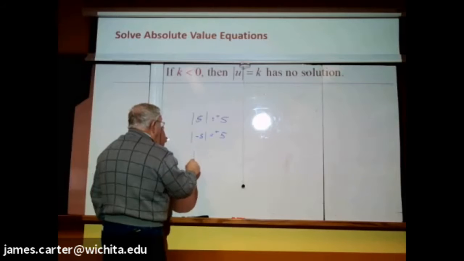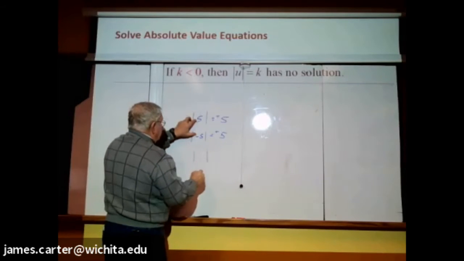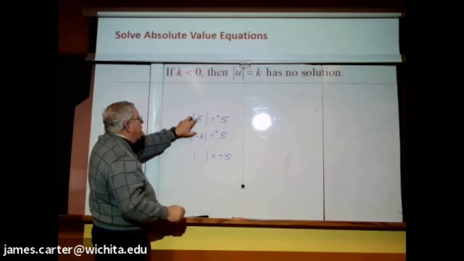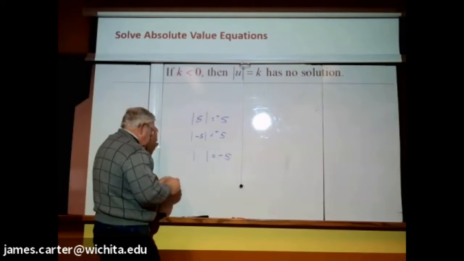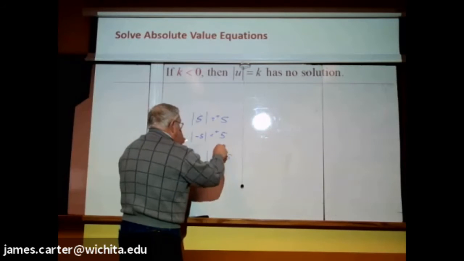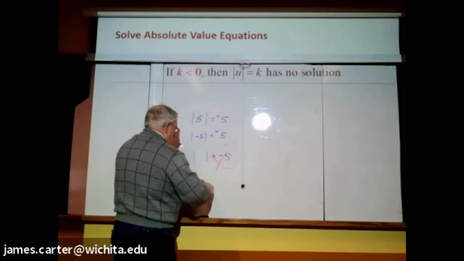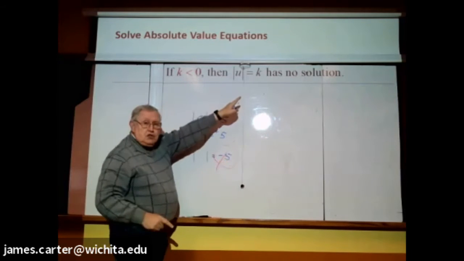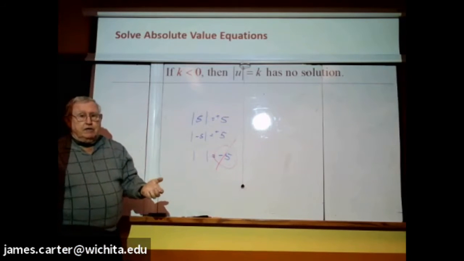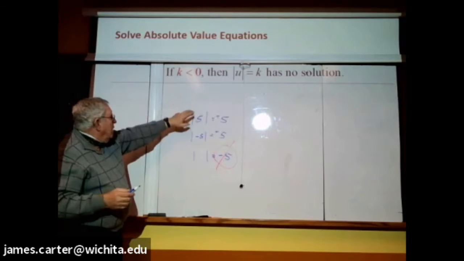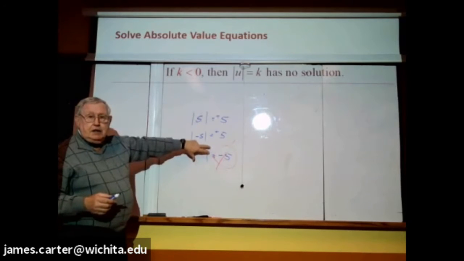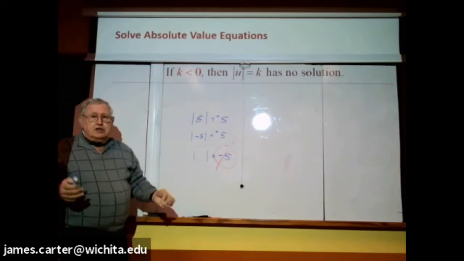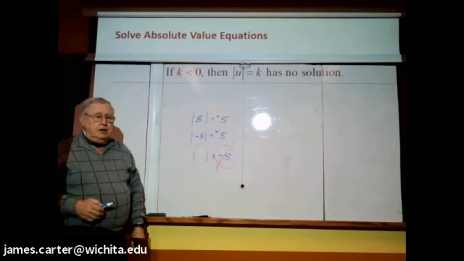Well, there is no way you could have the absolute value of either one of these and get an answer of negative 5. This is not possible. And that's why this is saying if this is a negative number, no solution. Now, that's a shortcut for you. You see that situation where you have an isolated absolute value and a negative on the other side? Answer is automatically no solution.